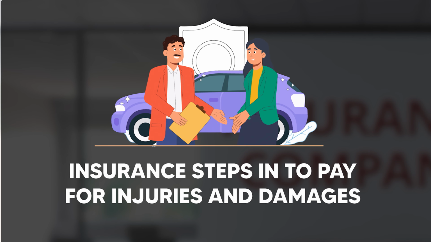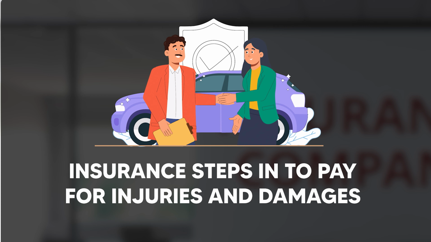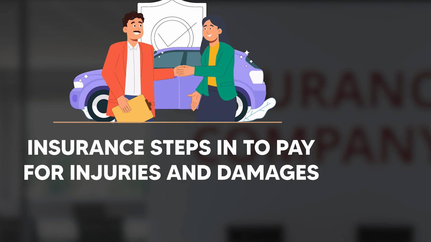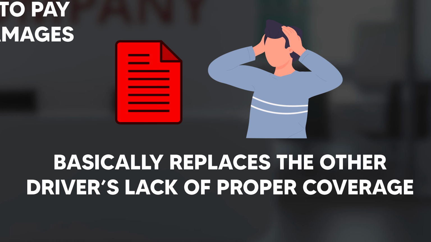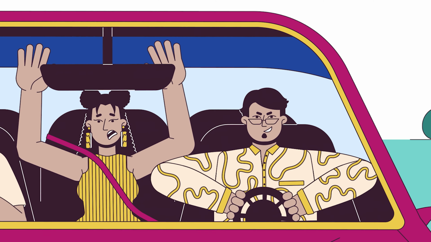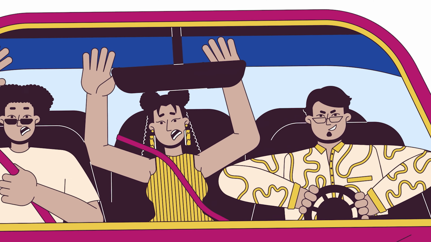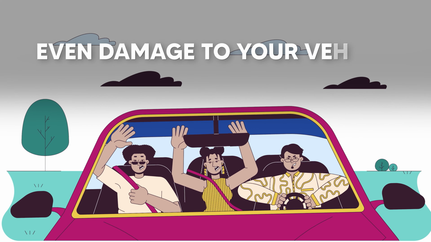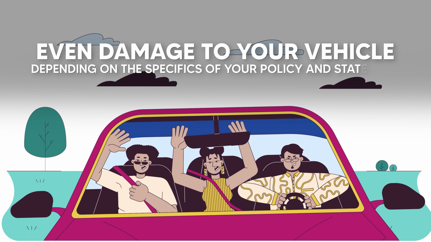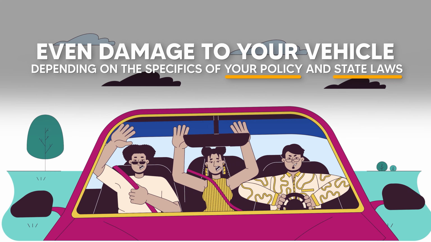Your insurance company will pay for your injuries and damages in that situation, essentially taking the place of the other driver's missing or insufficient insurance. This coverage can apply to injuries to you and your passengers, and in some policies, even damage to your vehicle, depending on the specifics of your policy and state regulations.